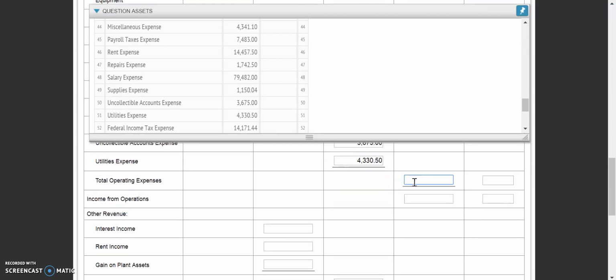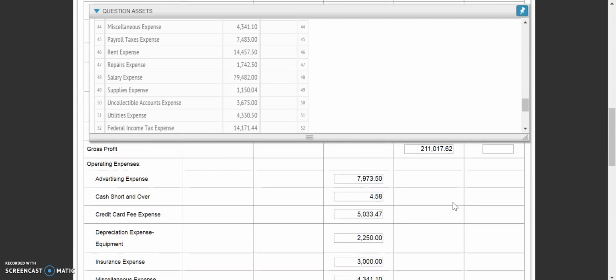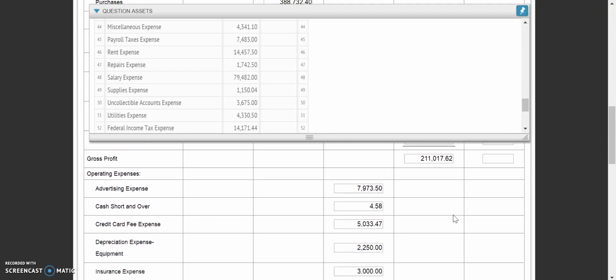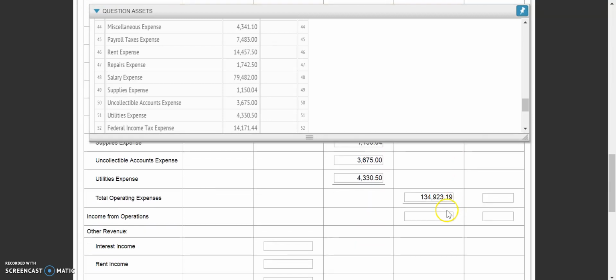way down. And when we total those, we end up with total operating expenses of $134,923.19. So then to get our income from operations, we need to take our gross profit, which is $211, and subtract out all of our operating expenses, $134. And when we do that, we get income from operations of $76,094.43.